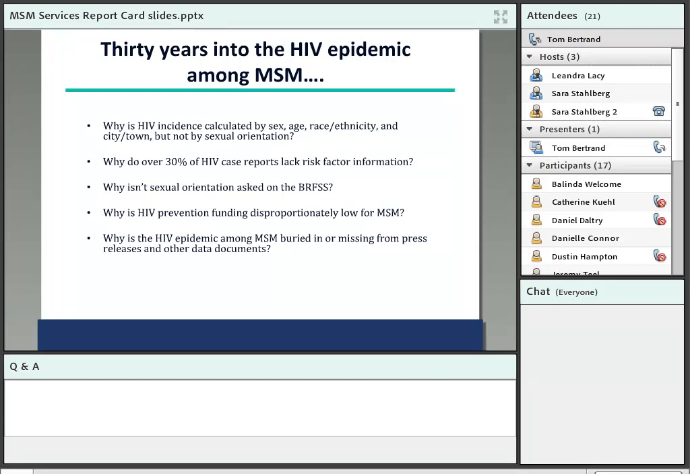And then finally, why is the HIV epidemic among MSM buried or missing in press releases or other data documents? I would read things like the HIV epi profile, and often I'd get to page 20 out of 60 pages, and there'd be a chapter on MSM, the first time MSM are referenced. I always thought that was quite strange because I knew that MSM were at the center of the epidemic, and they were referenced just as yet one other chapter when you were comparing by sex, by age, by race, by ethnicity. This was the primary transmission mode.